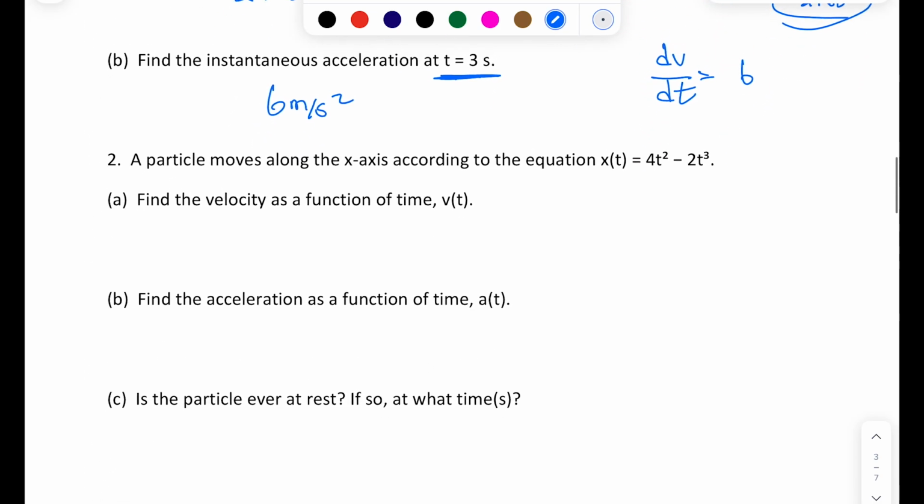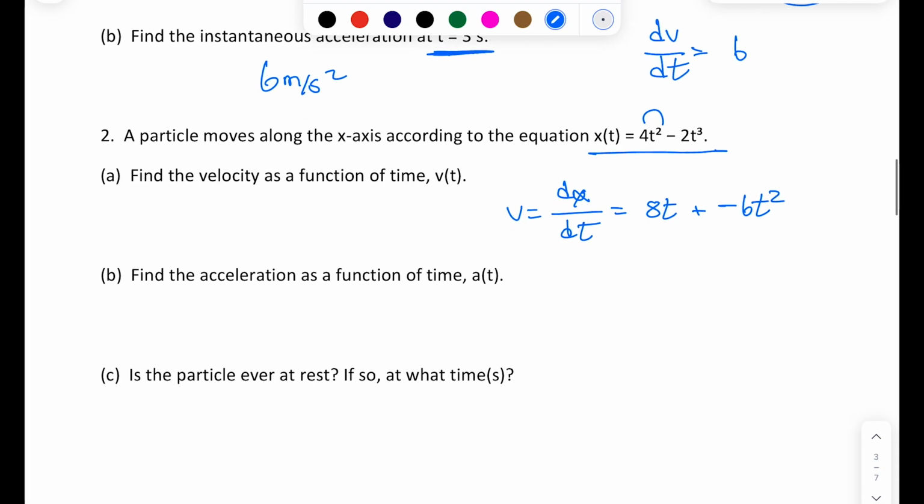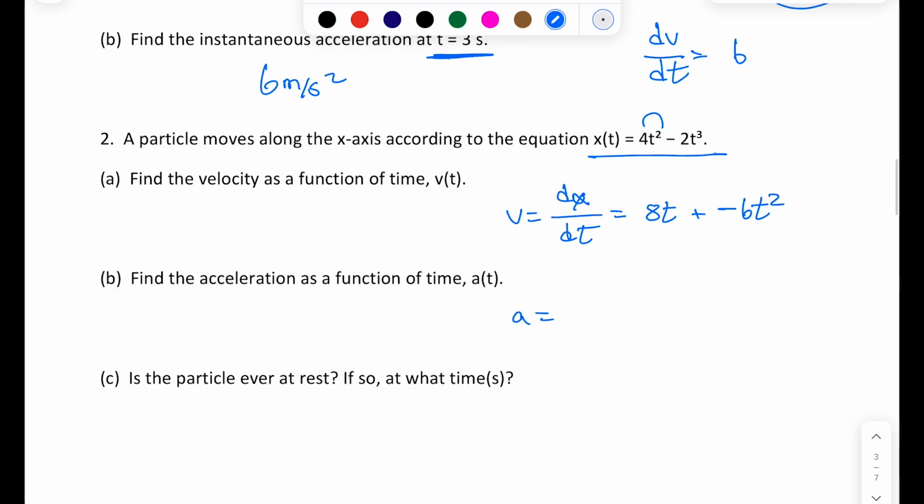All right? So number 2 here, a particle moves along the x-axis according to this equation. What's the velocity? I'm going to say dx dt, and that's going to be equal to 8t, remember the 2 times the 4, plus negative 6t squared. This is your velocity, so that's the answer. And to find the acceleration as a function of time, we would take dv dt, which would be 8 plus negative 12t.